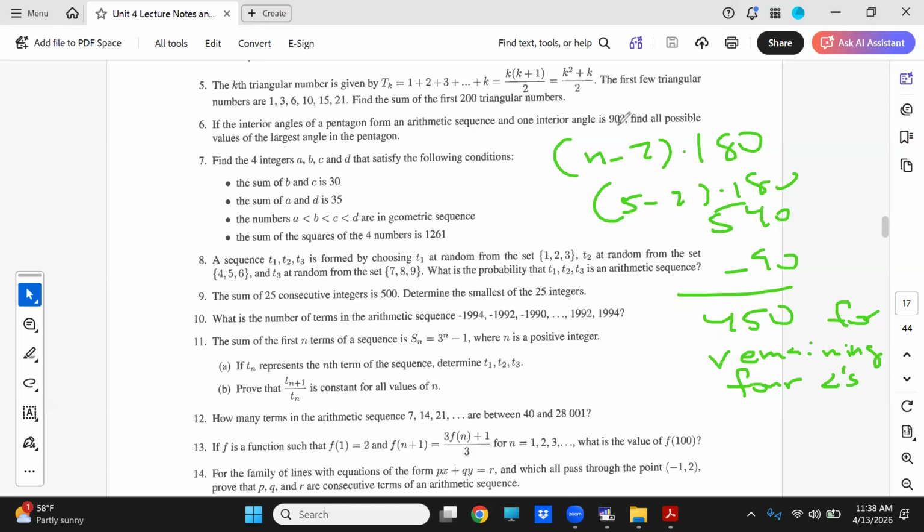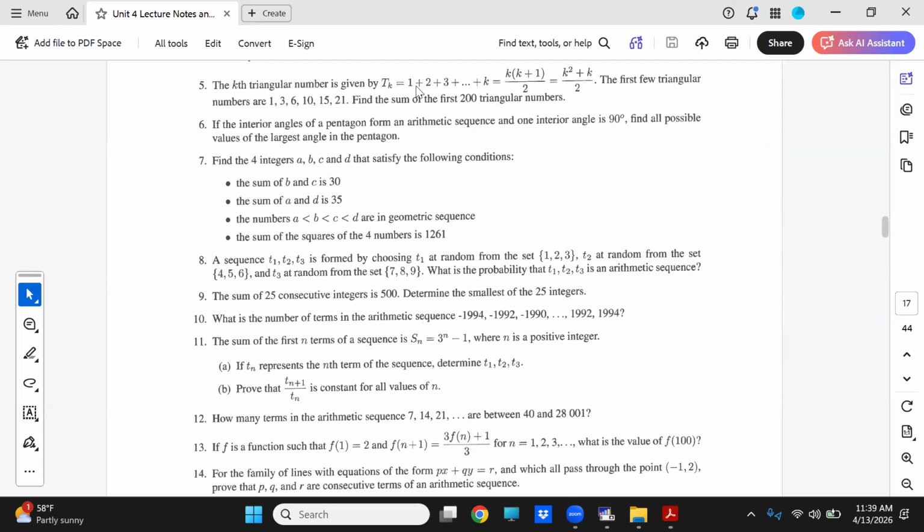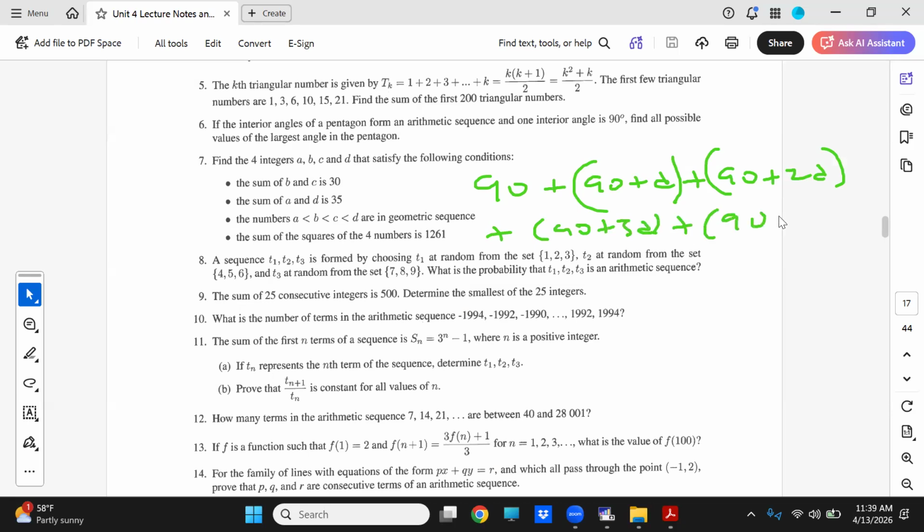If I go with that assumption, the answer key is that either the first or second is the 90. Actually, it did say find all possible values. So let's assume it's the smallest and see what happens. So I assume it's the smallest, then 90 plus 90 plus D plus 90 plus 2D. Why do you think I'm doing this right now? What do each of these represent? Yep, each progression. 90 plus 3D. And let's just see what happens. Equals 540.